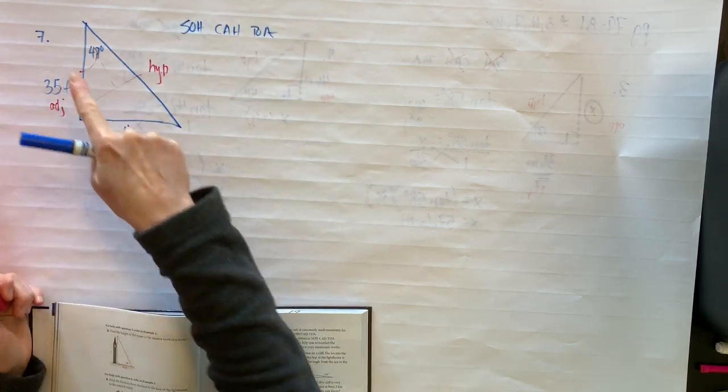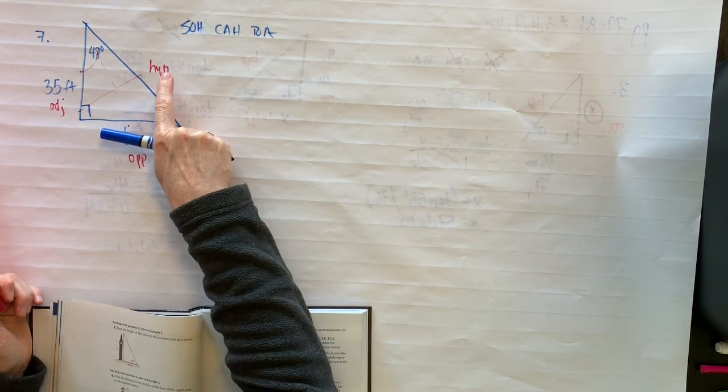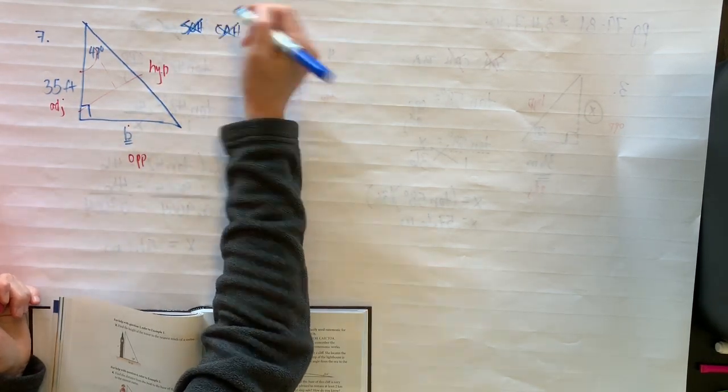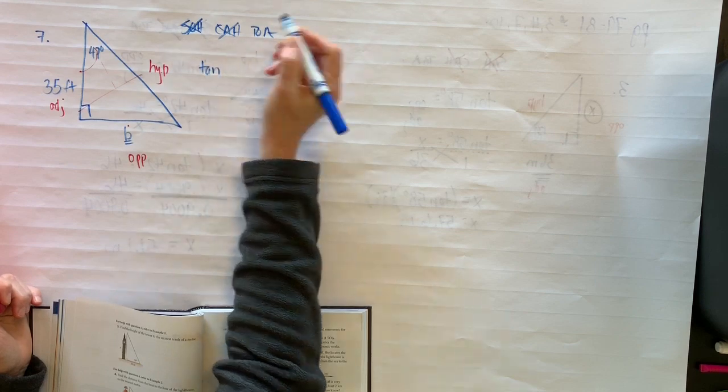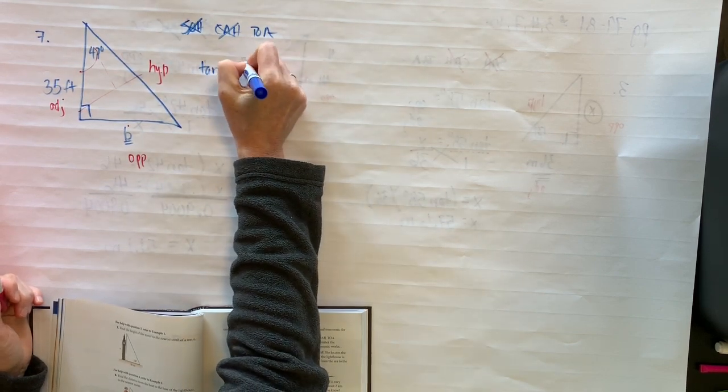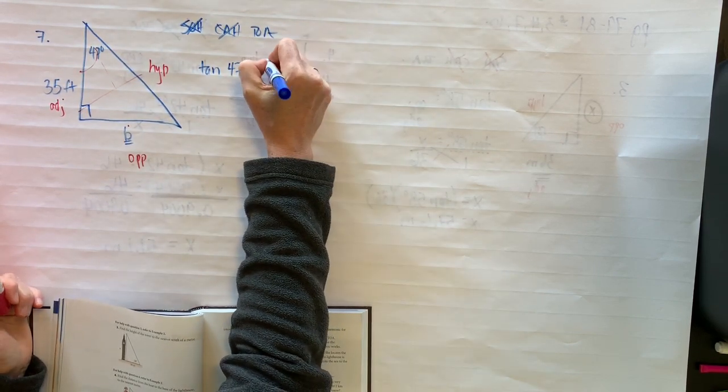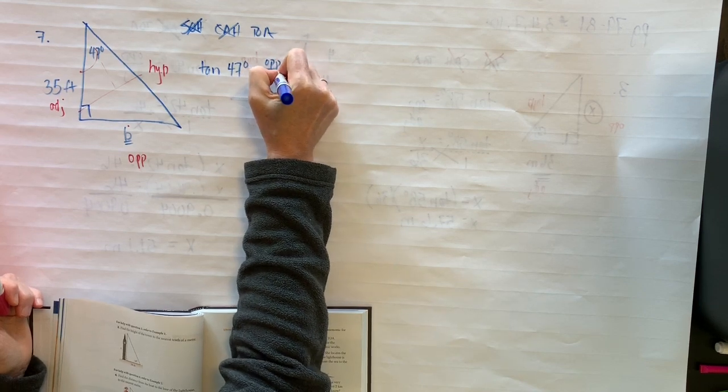I know adjacent. I want to know opposite. I don't know hypotenuse, and I don't care about hypotenuse. So I get rid of that. And surprise, surprise, it's tan again. This whole section is on tan. Tan 47 equals opposite over adjacent.